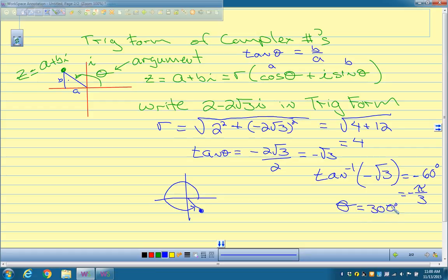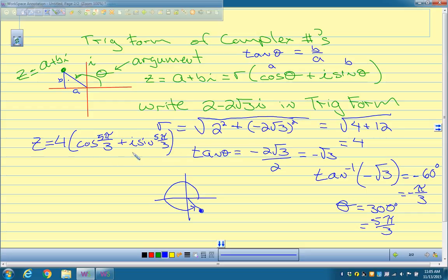Which is equal to 5 pi over 3 radians, yeah? So when I rewrite this, 2 root of 3 in trig form, it's going to be z is equal to r, which is 4, times the cosine of 5 pi over 3 plus i sine of 5 pi over 3. Just kind of like we did with the vectors.